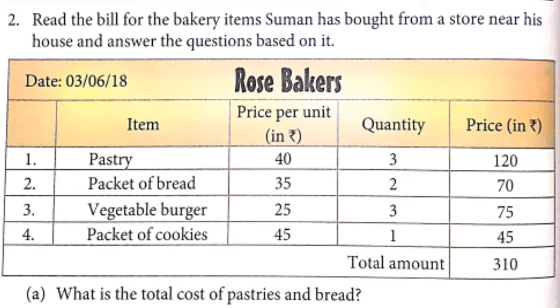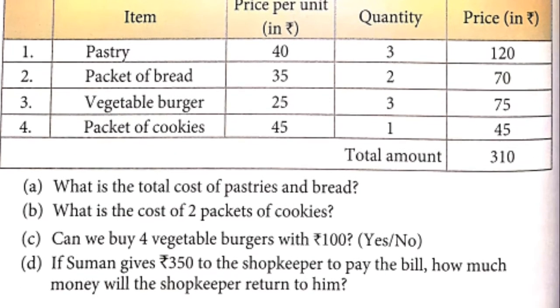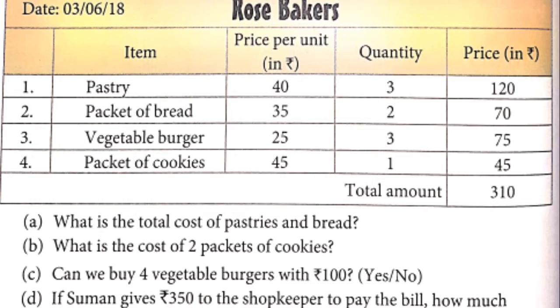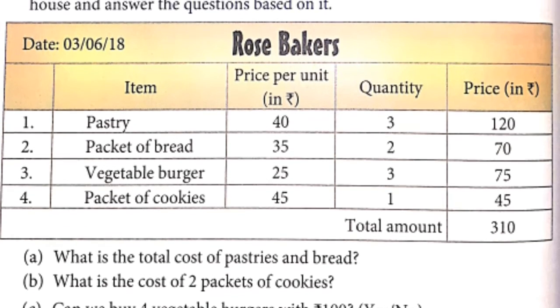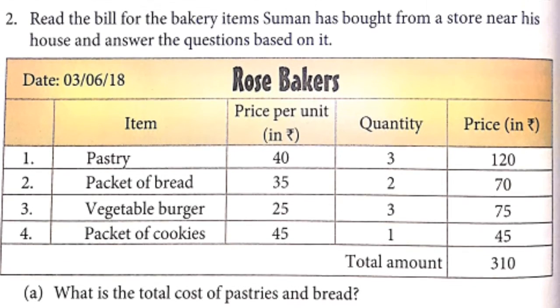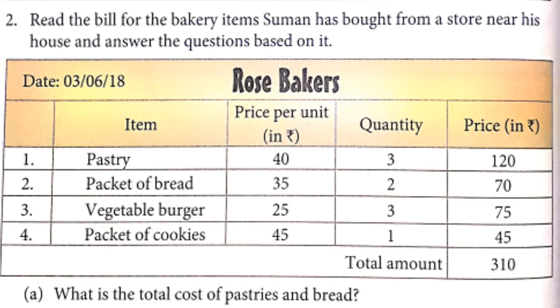Now see the second problem. Read the bill for the bakery items Suman has bought from a store near his house and answer the questions based on it. Here the shopping bill is given and below that shopping bill a few questions are there. So related to that shopping bill we are going to answer the questions below. At first we have to observe the shopping bill and only then we have to answer the questions.